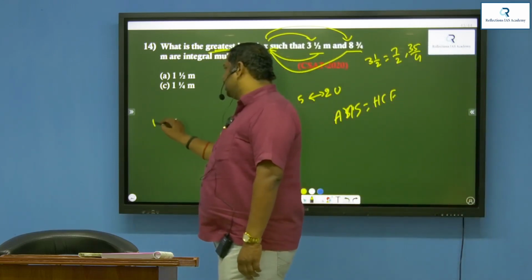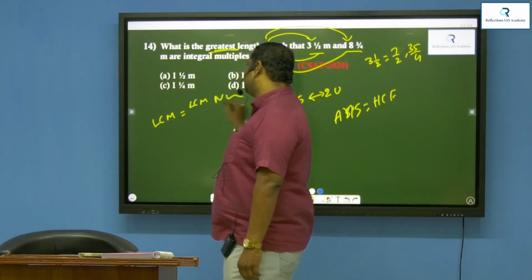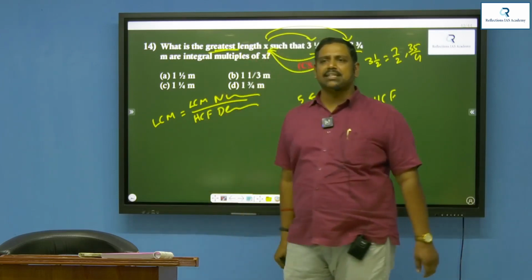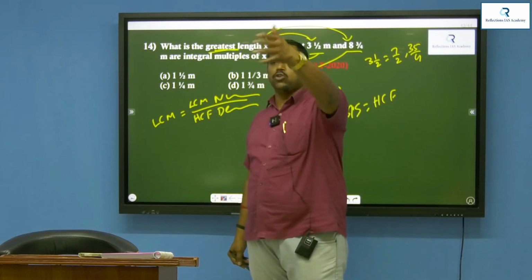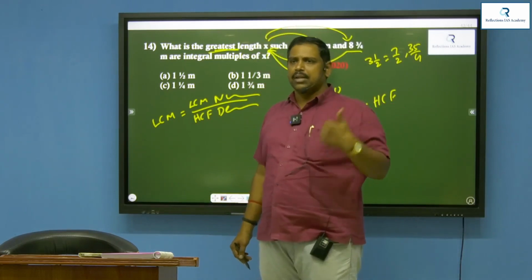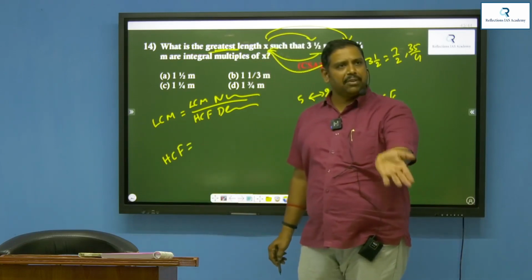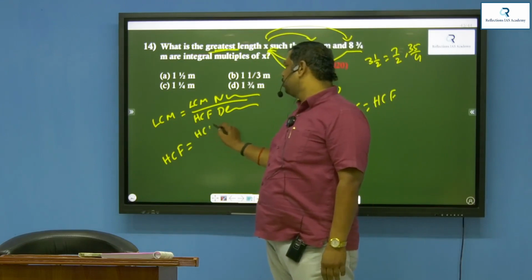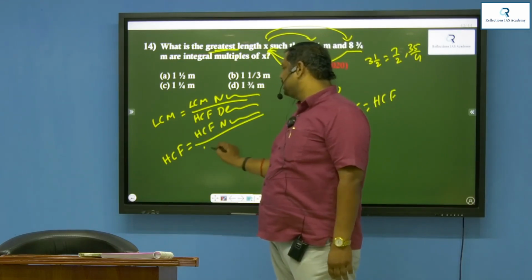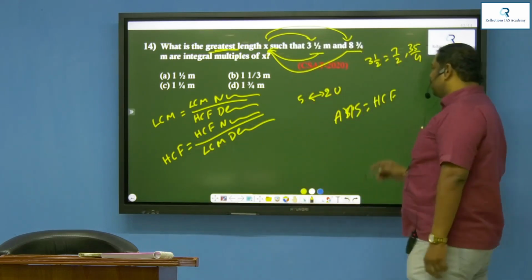The LCM of fractions is equal to the LCM of numerators by the HCF of denominators. How do you memorize this? Whatever he is asking, LCM or HCF, two things will be there. If he is asking LCM, take LCM for numerators and HCF for denominators. Suppose he is asking about HCF, what should you do? HCF for the numerators and LCM for the denominators. So, HCF of numerators by LCM of denominators. He is asking about HCF, so what should I do?